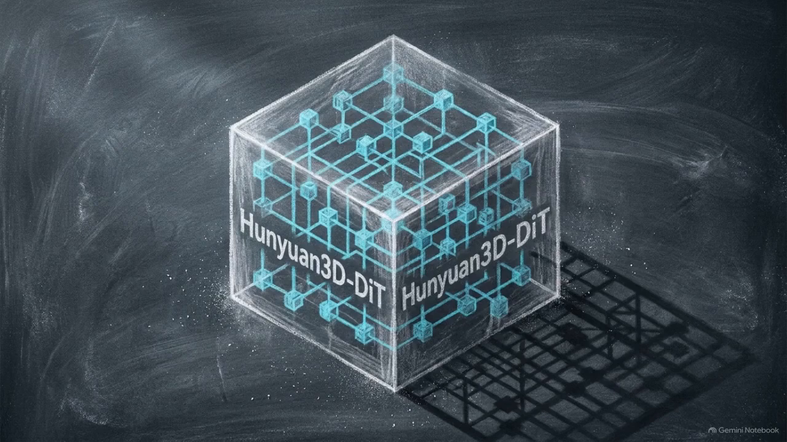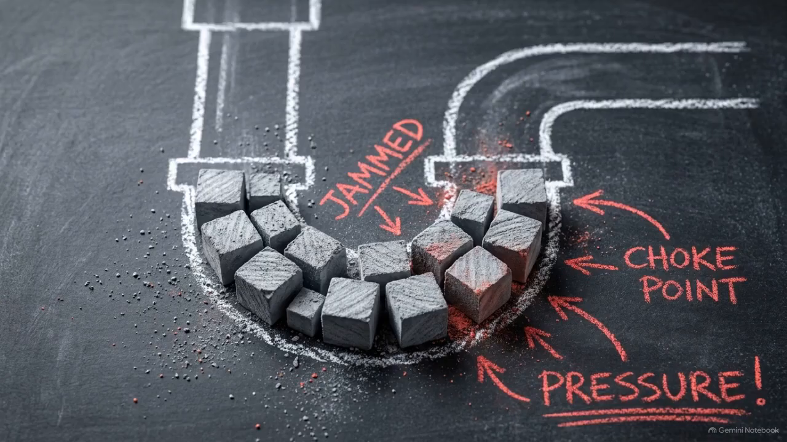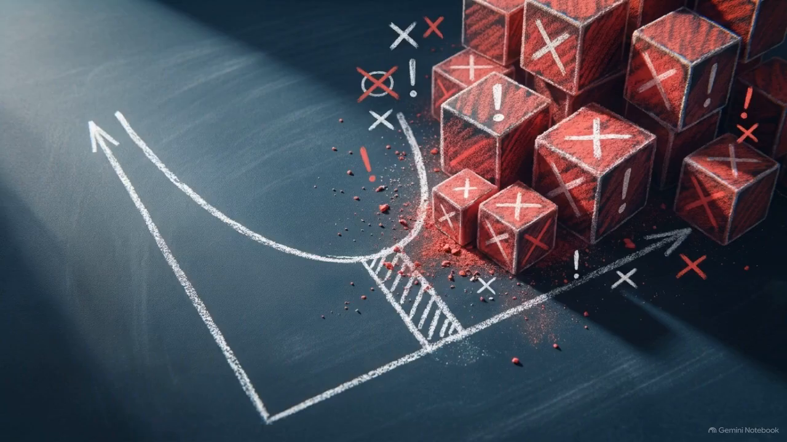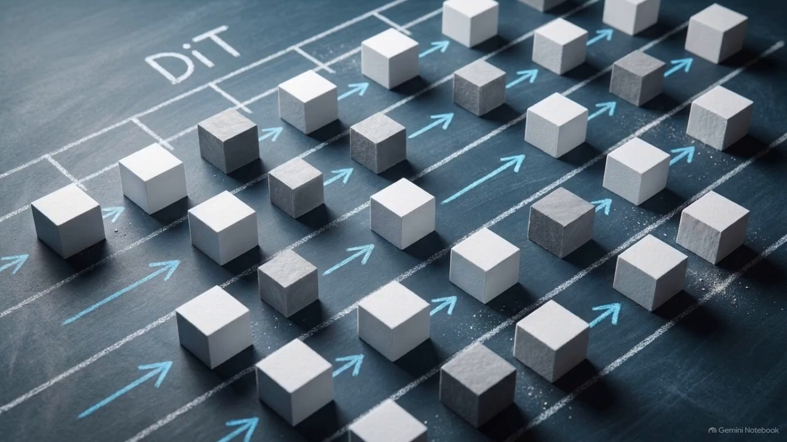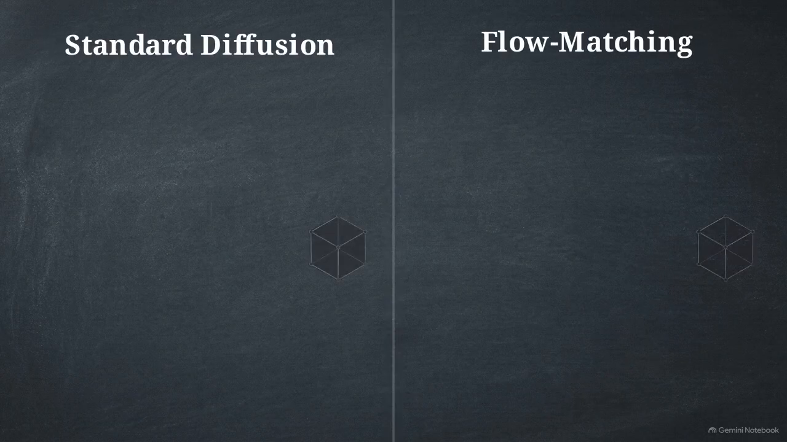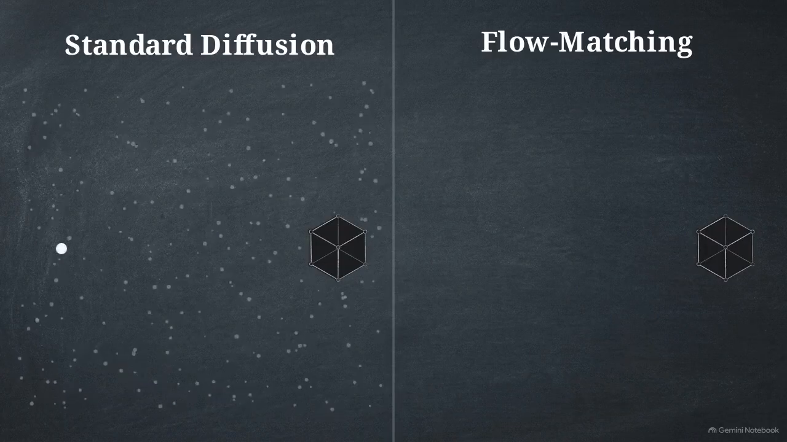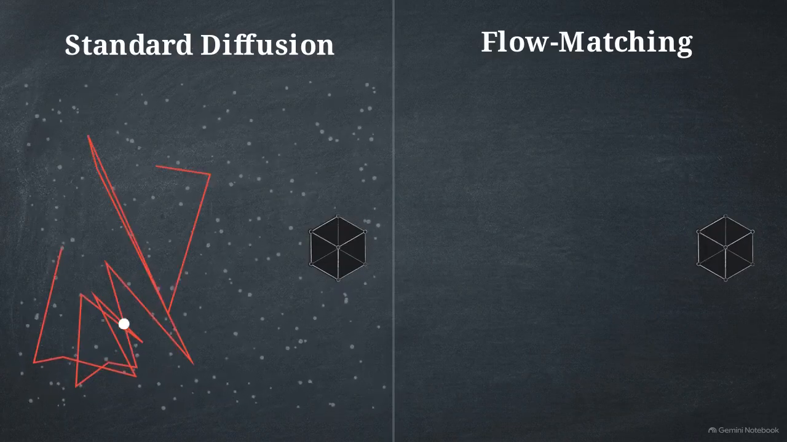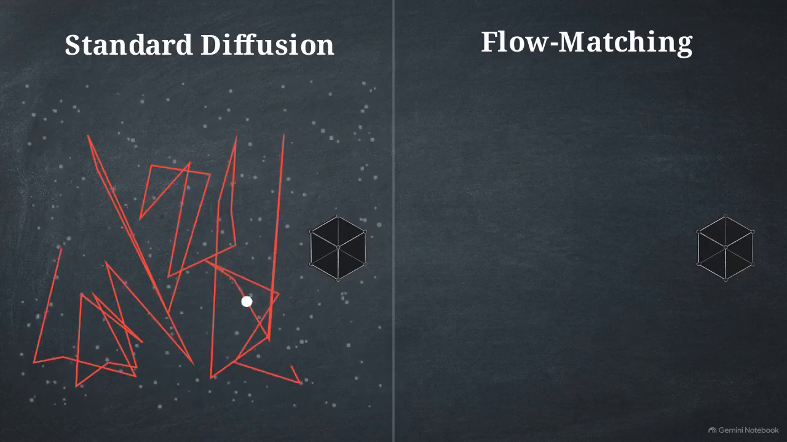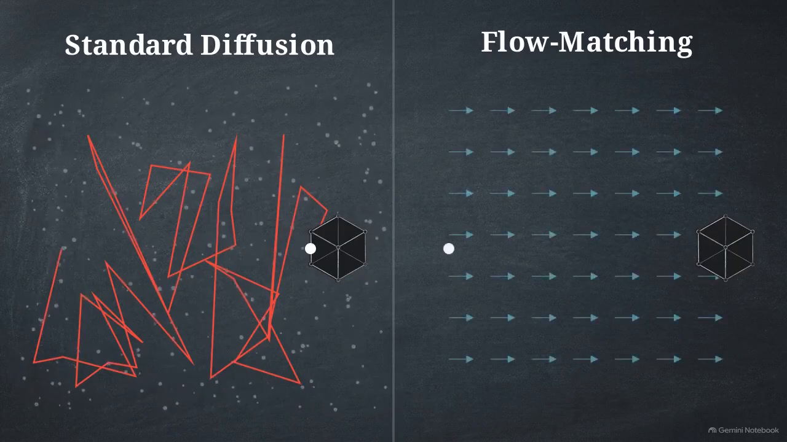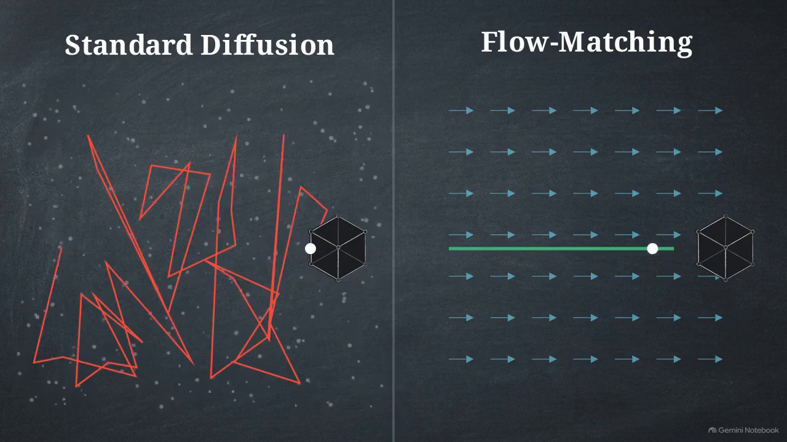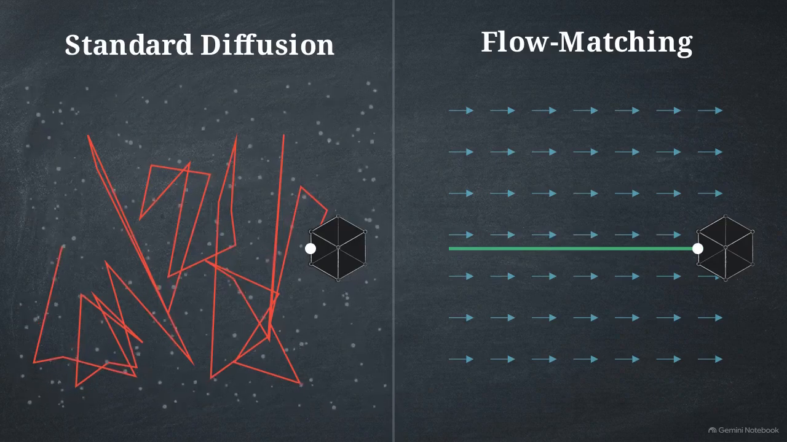Let's isolate the Hunyuan3D-DIT model and examine its underlying architecture. Older shape generation networks relied heavily on UNet architectures, which hit rigid scaling limits when processing dense 3D data. Hunyuan3D utilizes a scalable diffusion transformer, or DIT. Crucially, this transformer replaces standard diffusion with flow matching. Standard diffusion blindly navigates dense noise, generating tangled, inefficient paths to the final shape. Flow matching instead plots a directed, optimized, straight trajectory from pure noise directly to the target.